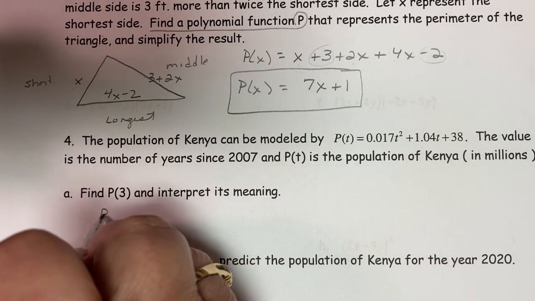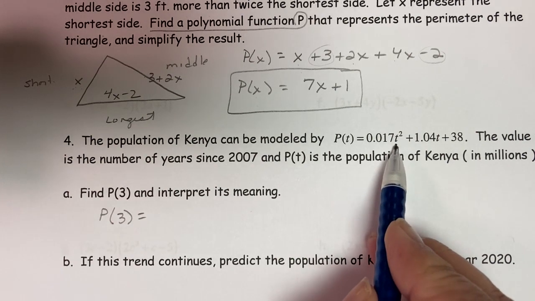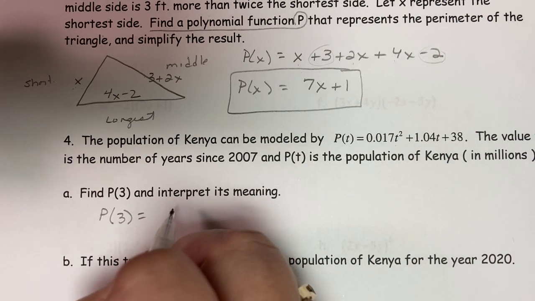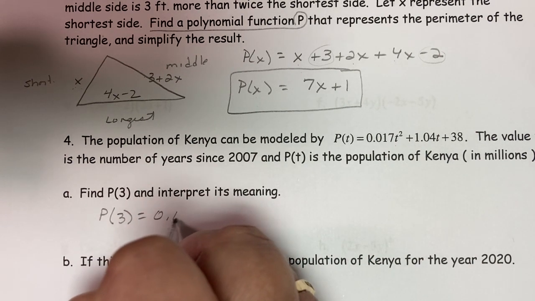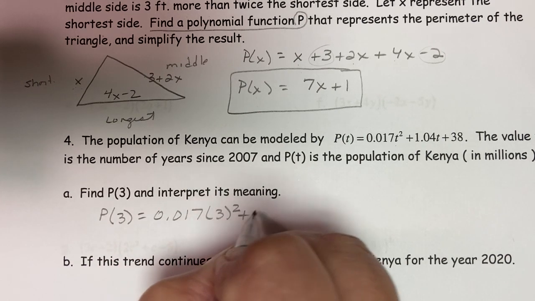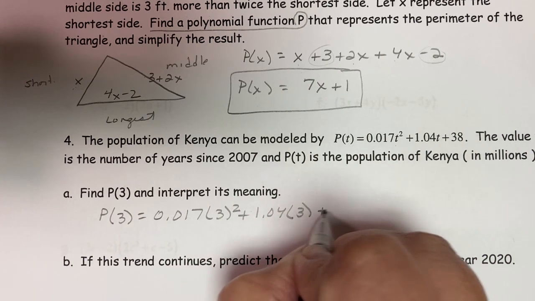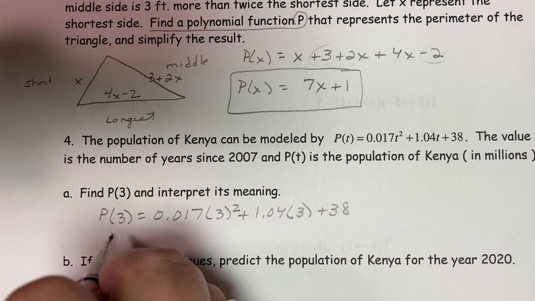So if I want P of 3, that means I'm going to go to my function. Wherever I see a t, I'm going to put a 3. So it'd be 0.017 times 3 squared plus 1.04 times 3 plus 38.